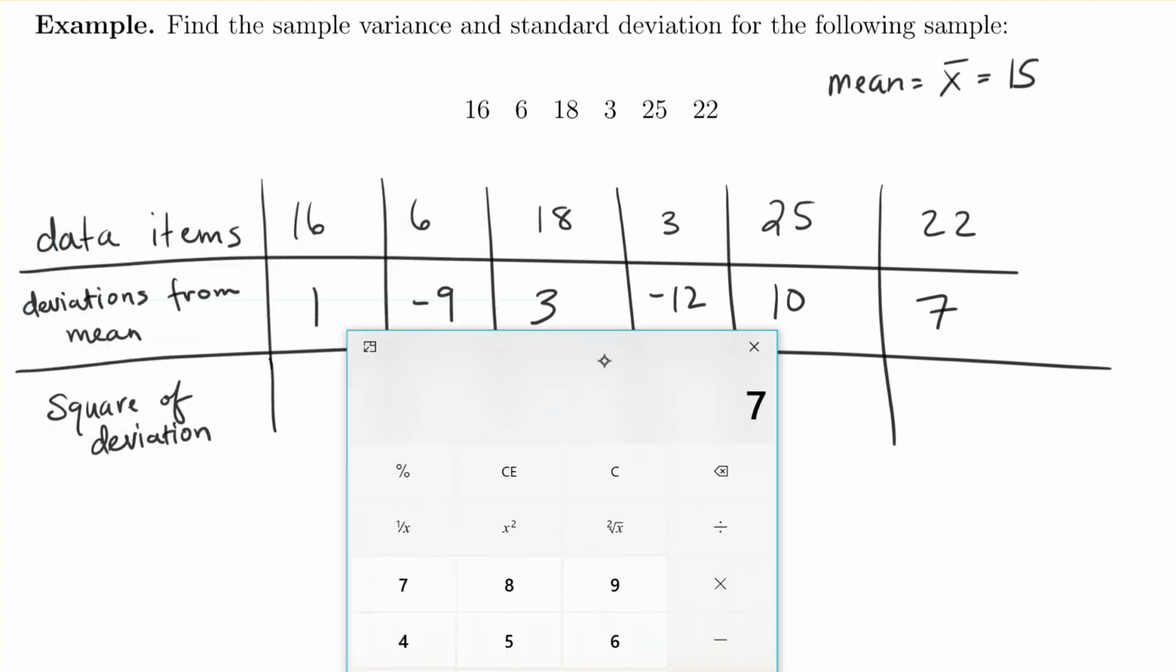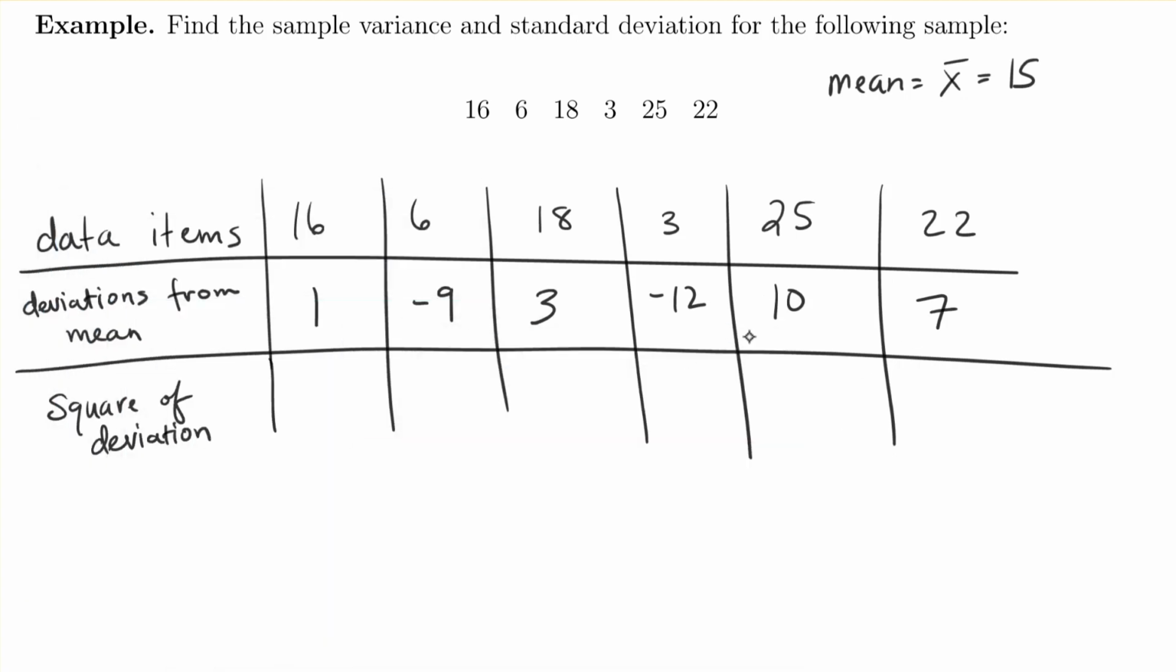Now when I square these deviations, these are nice known values, so I know the squares, or I could type them in the calculator. 1 squared is 1. Negative 9 squared is positive 81. 3 squared is 9. Negative 12 squared is 144. 10 squared is 100, 7 squared is 49.